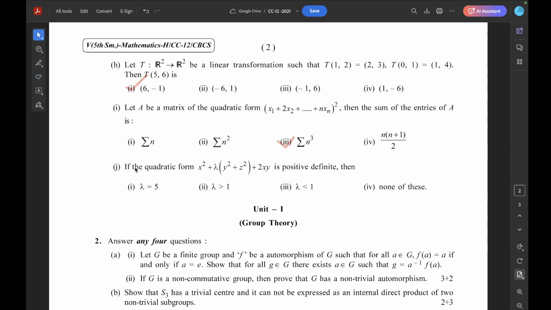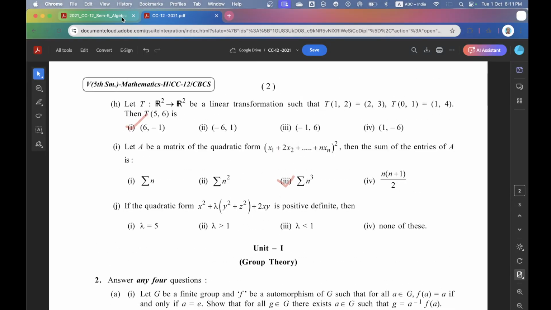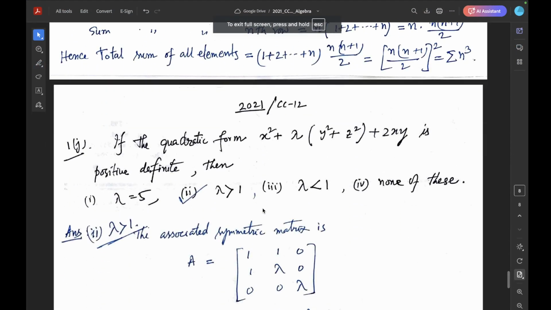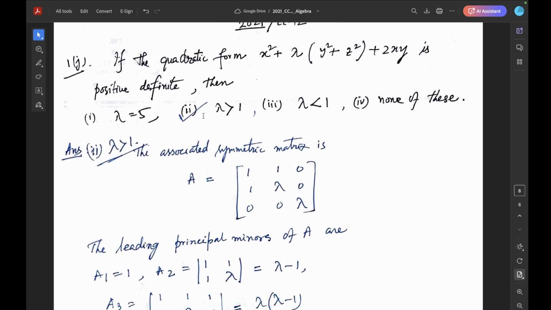Next question J. If the quadratic form x square plus lambda times (y square plus z square) plus 2xy is positive definite, then what is the correct option? Correct option is 2, lambda greater than 1. The associated symmetric matrix for this quadratic form is [[1, 1, 0], [1, lambda, 0], [0, 0, lambda]]. x square gives 1, y square gives lambda, and z square gives lambda, so the principal diagonal is 1, lambda, lambda. For 2xy, we get 1 and 1 for xy plus xy, and there is no xz and no yz, so those are 0.